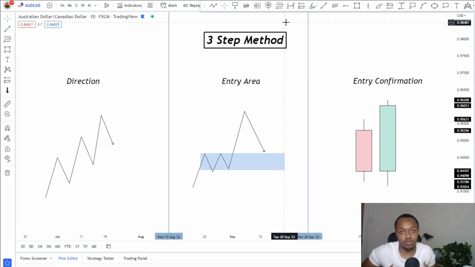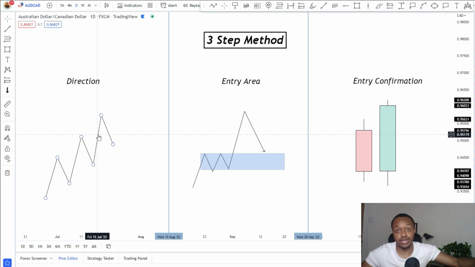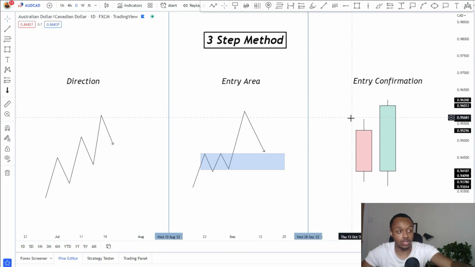So for example, I tend to use the higher time frames. For direction, I'll be using the daily. For entry area, I normally use the 4H, and for entry confirmation, I normally use the hourly time frame.